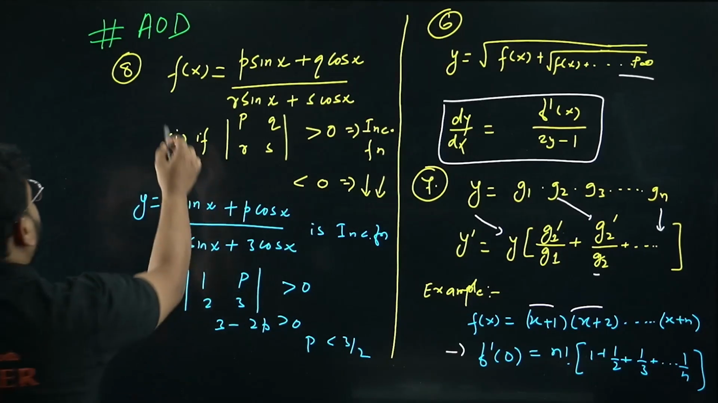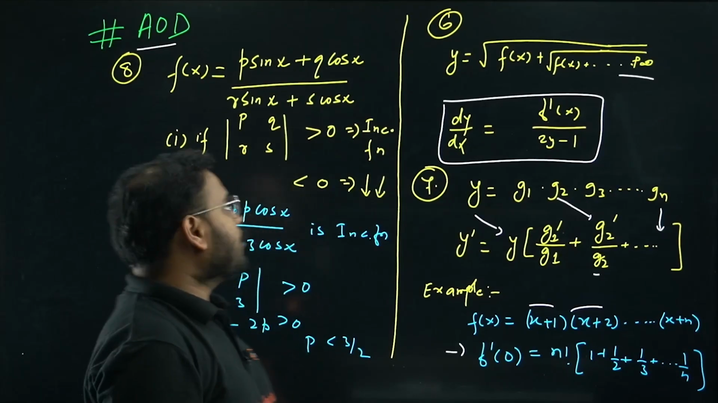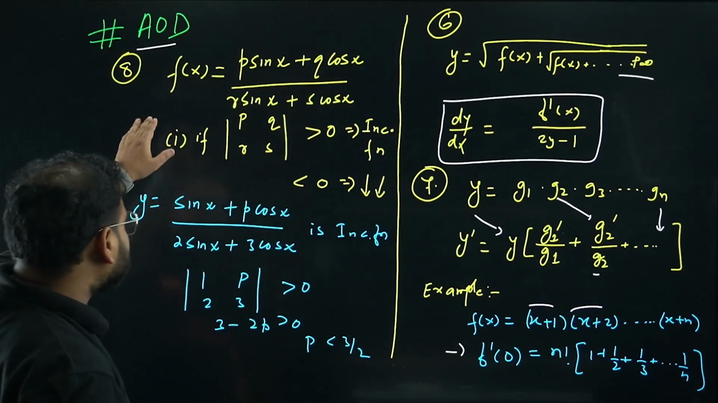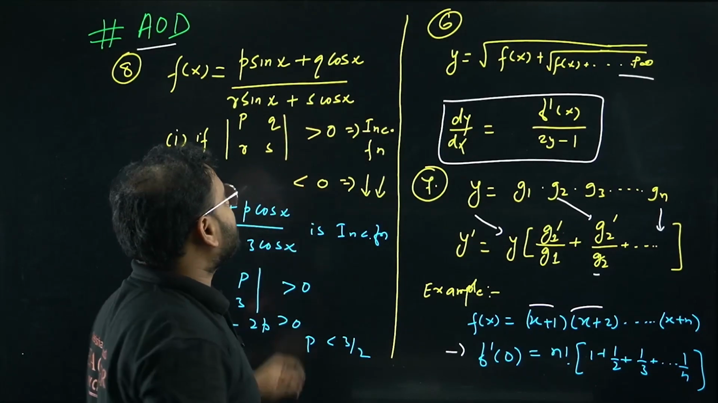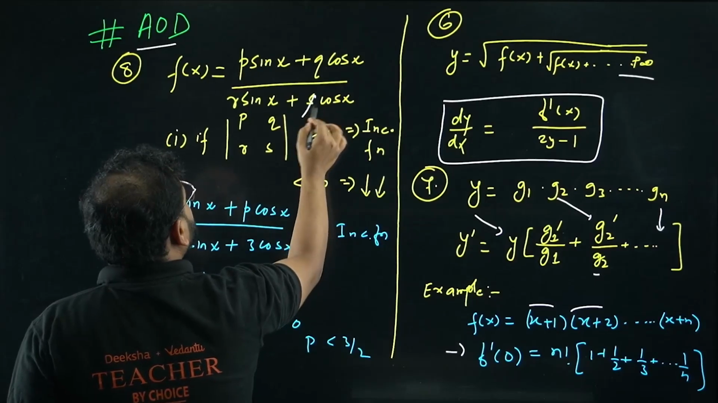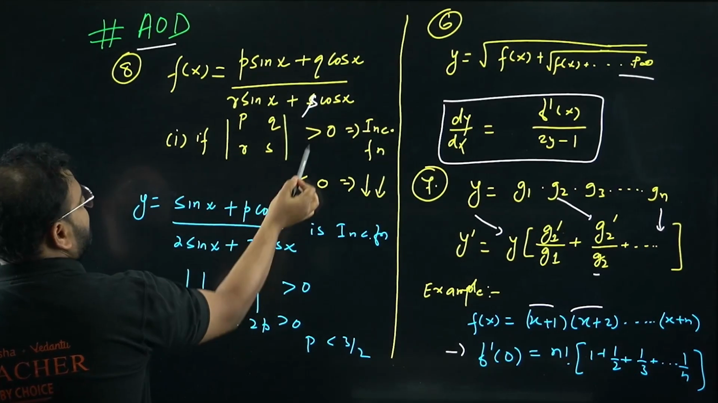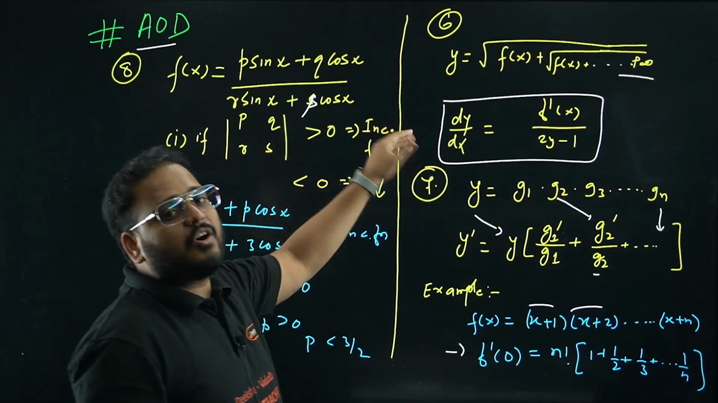Now from the AOD chapter, a very important chapter, again high weightage, and some trick questions come from here. So, AOD chapter, please check. I'm having trick number 8 from here. The function is given like this: p sin x plus q cos x divided by r sin x plus s cos x. How do you solve this? If the determinant of PQRS is greater than 0, you can say the function is of increasing kind.